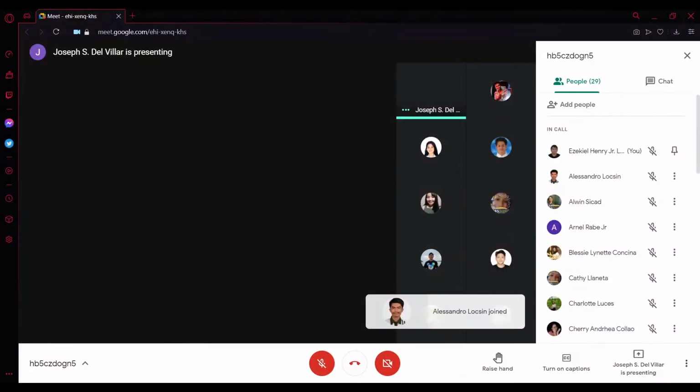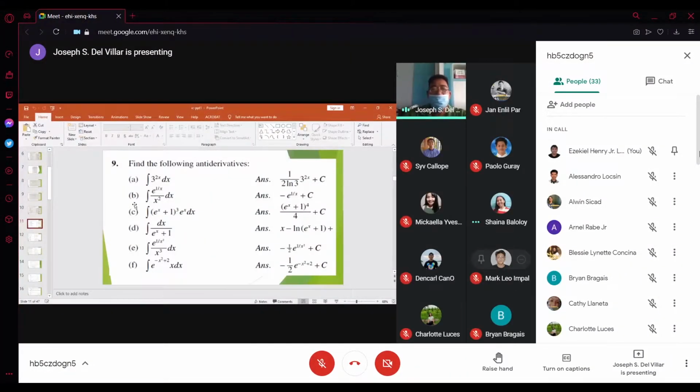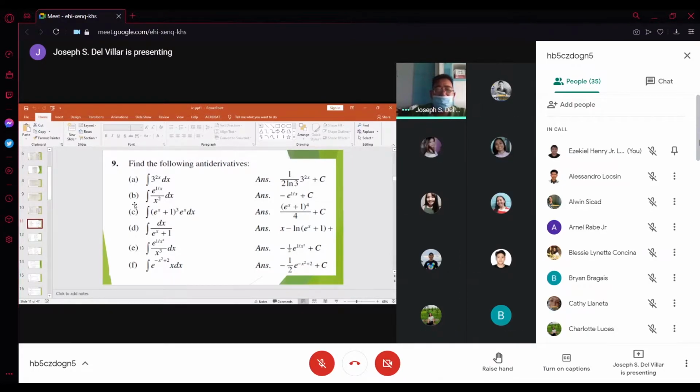Have already answers. Okay, prove that the answers are correct. So for example, letter A. How are you going to solve for letter A?